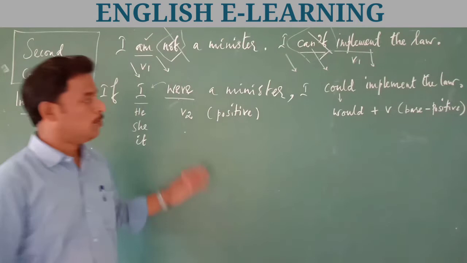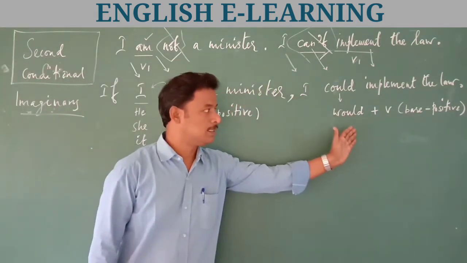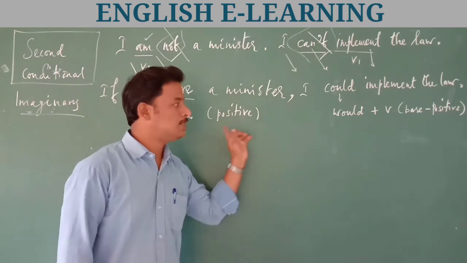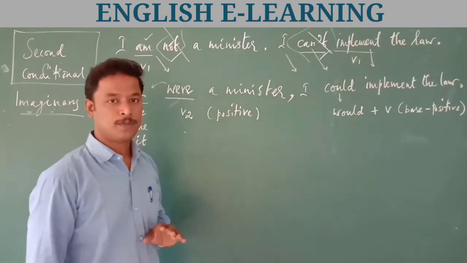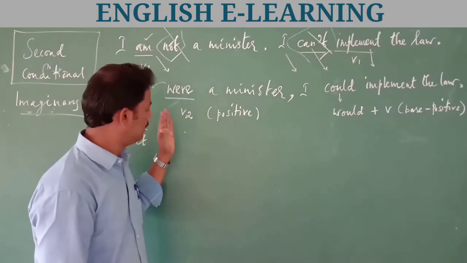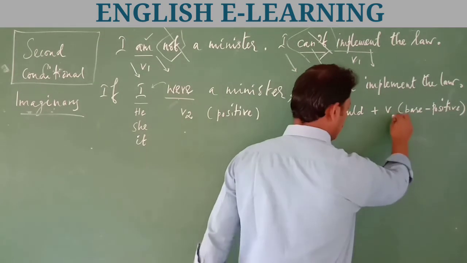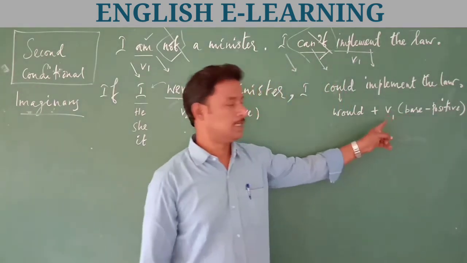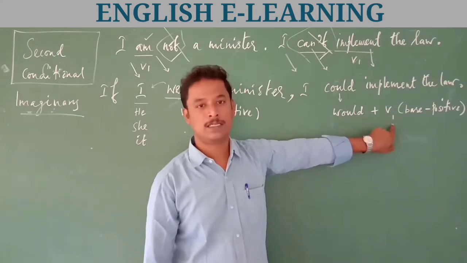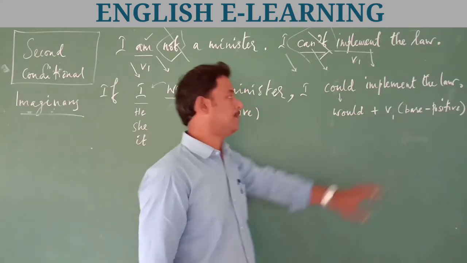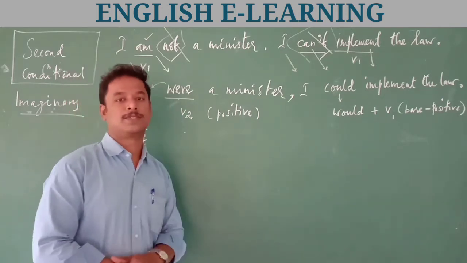Okay, so both ideas, that is the condition as well as the result, should be in positive case only. The mood should be in positive only. Okay, the combination is verb 2 plus would plus verb 1. It is the base form. For better understanding, I write 1, verb 1. Okay, right. Let me take you to the other examples.